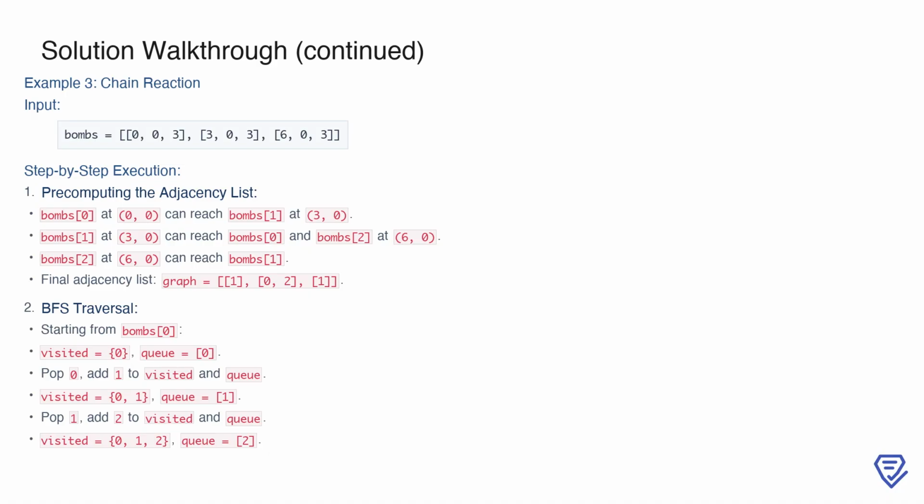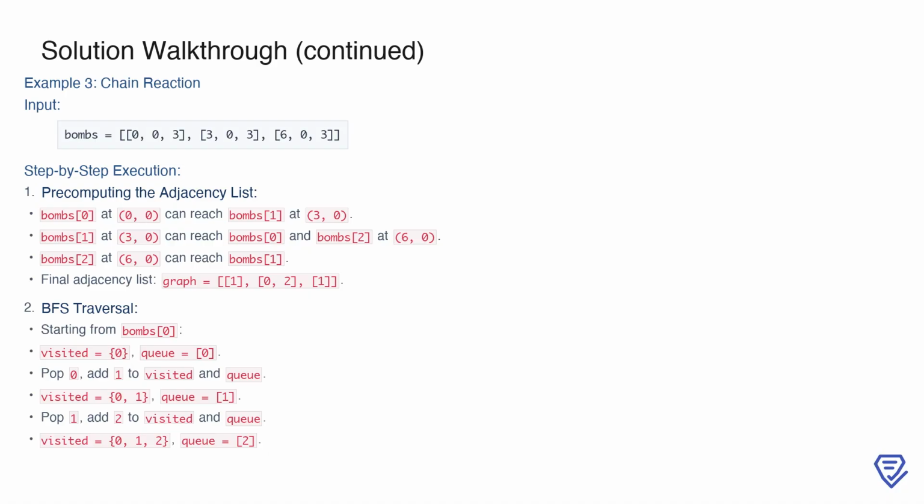Next, bomb 1 at (3, 0) can trigger both bomb 0 and bomb 2, so we add both to its adjacency list. Finally, bomb 2 at (6, 0) can trigger bomb 1, so we add it to its adjacency list. The final adjacency list is [1], [0, 2], [1]. With this list, we begin the BFS traversal.